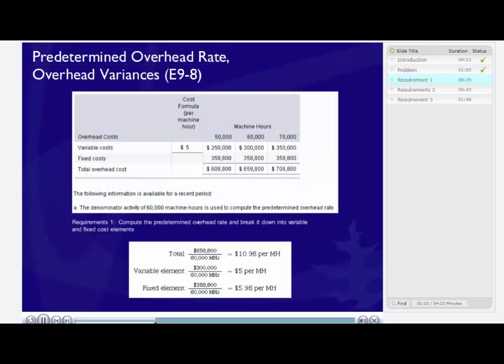Requirement 1 says to compute the predetermined overhead rate and break it down into variable and fixed cost elements. On this slide, you can see the calculations at the bottom, and you see that we're using the total overhead cost of $658,800. It's broken into variable and fixed cost, and when we divide it by the 60,000 machine hours, we are able to calculate the predetermined overhead rate in total, as well as in the variable and fixed elements.